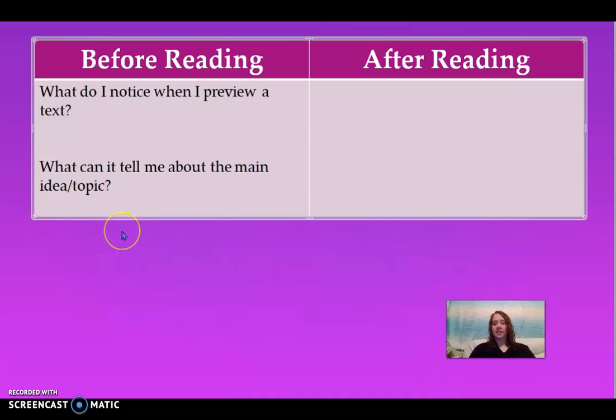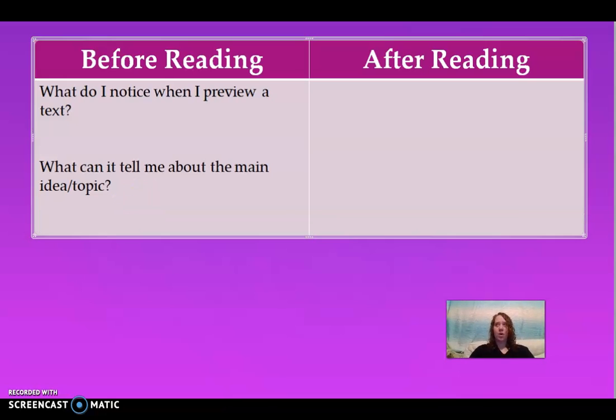Now that I've previewed the text, I want to think about what I noticed and what I think the main topic or main idea could be. So I saw lots of details about plants and animals that live in a coral reef. So I could say that the text is mostly about that. I also remember there was a map in there to show me where coral reefs are. And then there was a diagram too about different zones. So I'm thinking about how I could put those ideas into one sentence about the main idea.